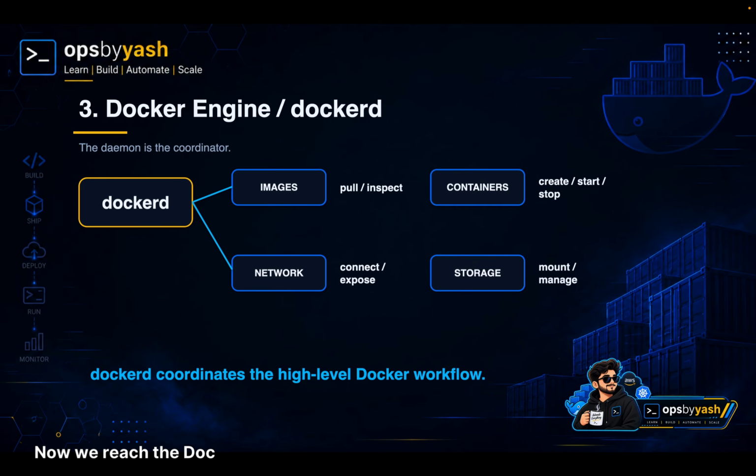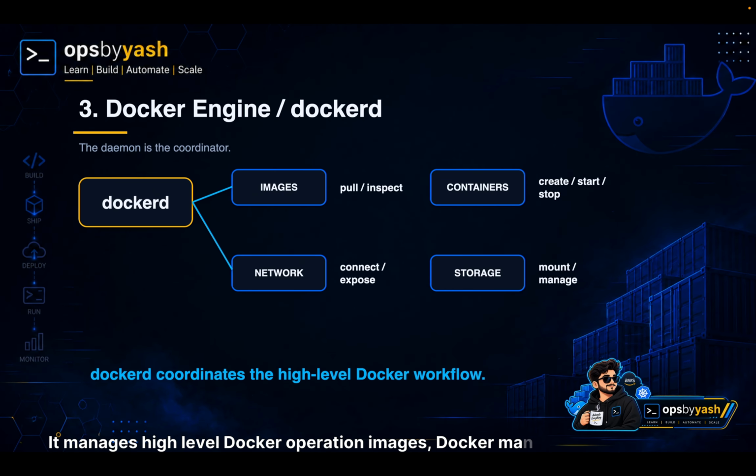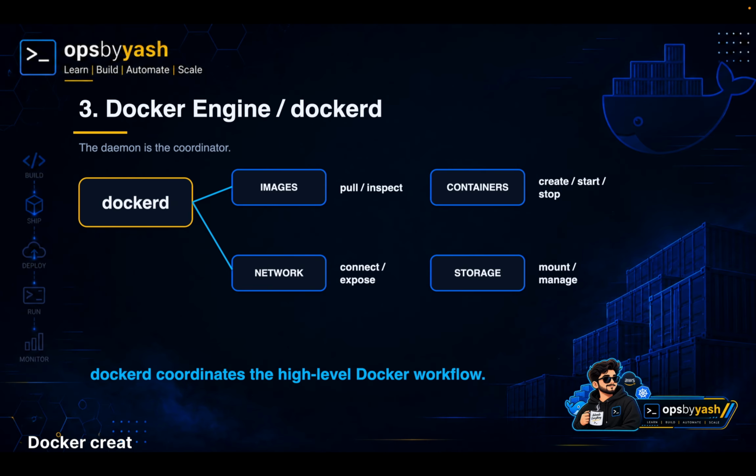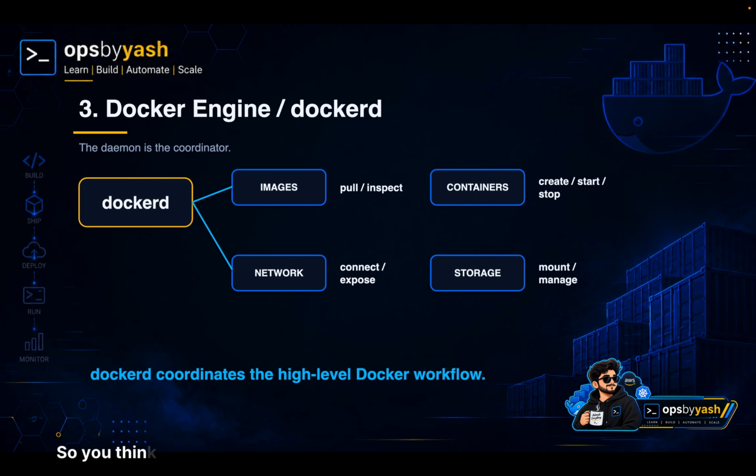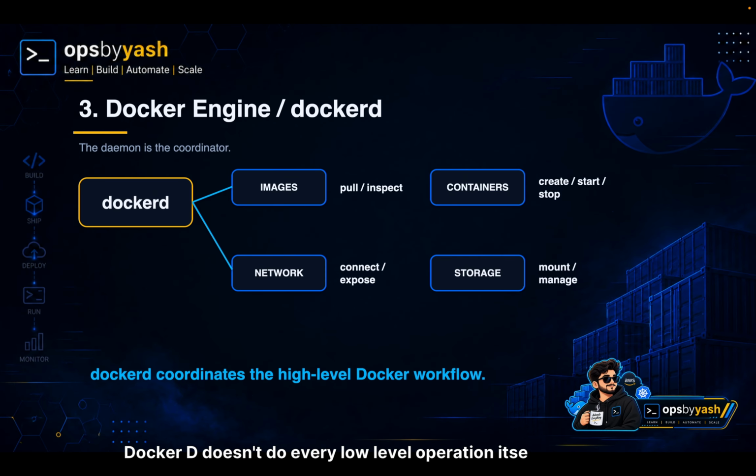Now we reach the Docker engine, specifically the Docker daemon, dockerd. This is a coordinator. It manages high-level Docker operations. Images, Docker manages them. Containers, Docker creates, starts and stops them. Networking, Docker sets that up. Storage, Docker manages that too. So you can think of dockerd as the manager sitting in the middle saying, okay, I got the request, let's make this happen. But here's the interesting part. Dockerd doesn't do every low-level operation itself. It delegates some of that work further down the stack.